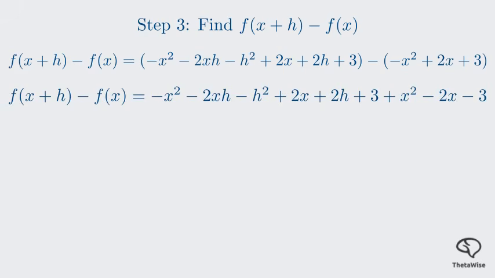This is not a coincidence. It's what should always happen. If your terms without h don't cancel out, you know you've made a mistake. We are left with just the terms containing h, negative 2h minus h squared plus 2h. This simplified expression is our result for step 3.